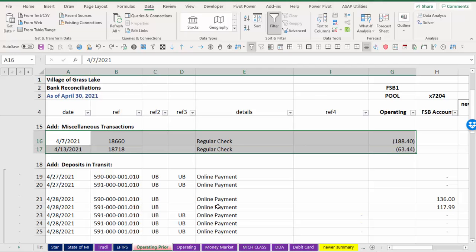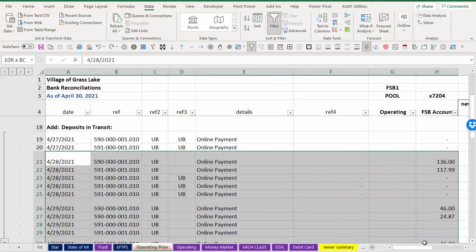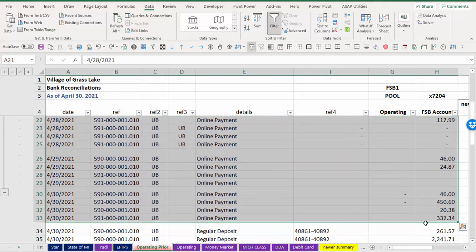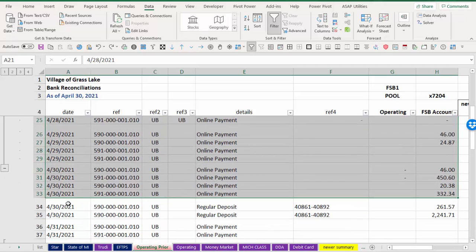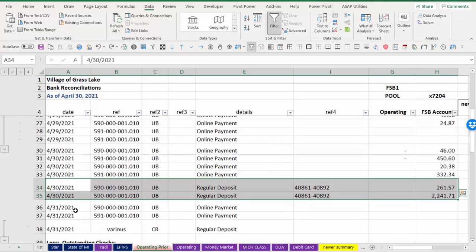Next, we have deposits in transit. These are monies received at the end of the current month per the general ledger but sent to the bank in the new month. They are also checks sent to vendors but not yet cashed on their end. So in our case, we have some online payments between April 28th and April 30. And we also have a regular deposit, which are payments made in person as of April 30.